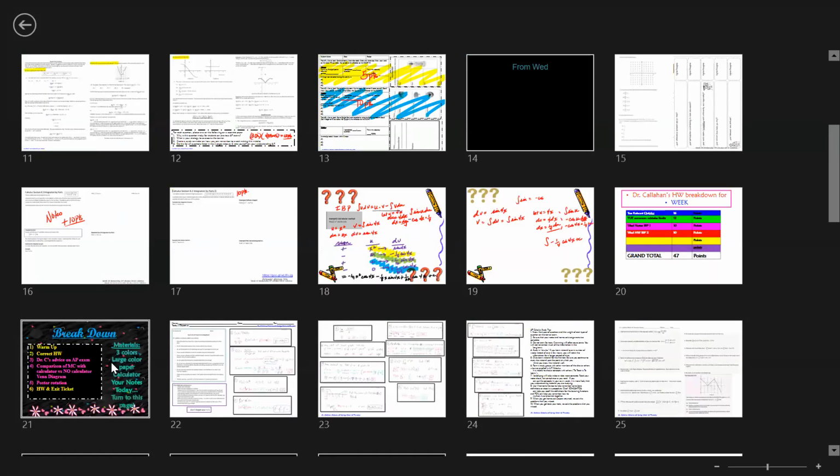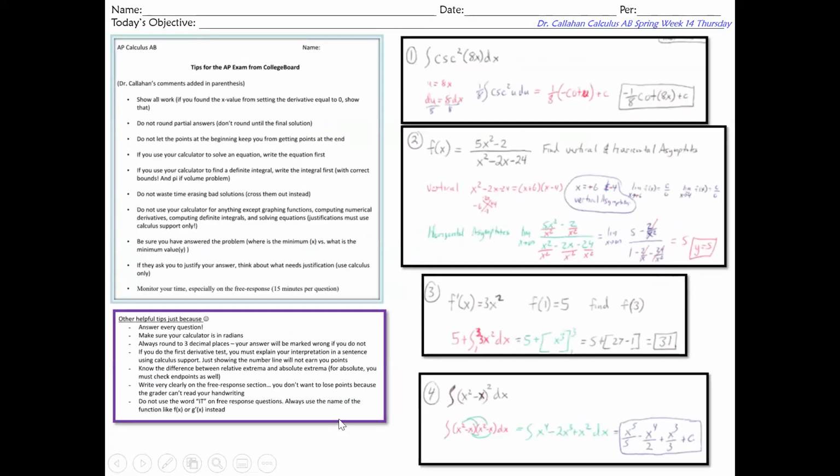I'm going to have you guys go ahead and get started on this part right here. So with a highlighter, go ahead and read and highlight some of the tips from the AP exam from College Board. My comments are added in the parentheses, so go ahead and highlight them. Afterwards, you do have other helpful tips and suggestions.